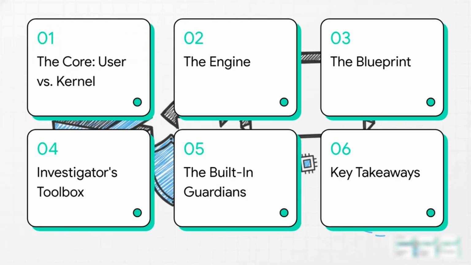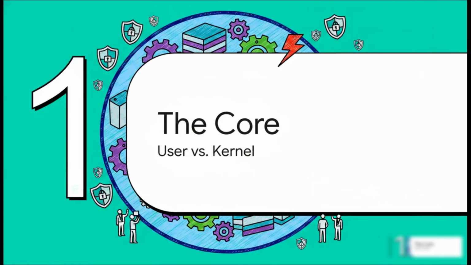So here's our game plan. We're going to journey from the inside out. First, we'll hit the core architecture. Then we'll look at the engine, the processes and services that make it all run. After that, the blueprint for how data is stored. And finally, we'll get you set up with the investigator's toolbox and meet the system's built-in guardians. Okay, let's dive right in.